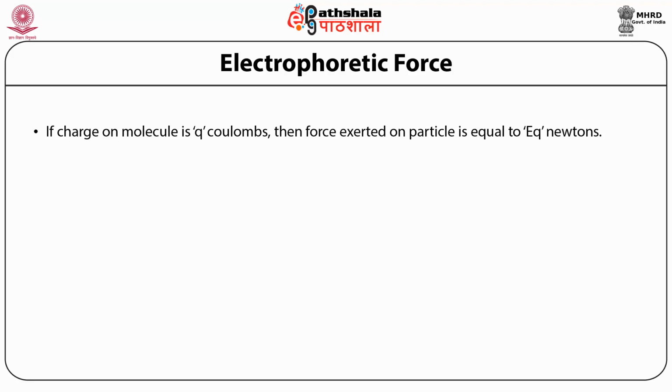Force exerted on charged particle in an electric field depends not only on potential gradient denoted by capital E, but also on quantity of charge denoted by small q on charged particle. This force is equal to multiplication of potential gradient, that is E, with charge, that is q. So the force is equal to E into q. This force causes charged particles to move in electric field.